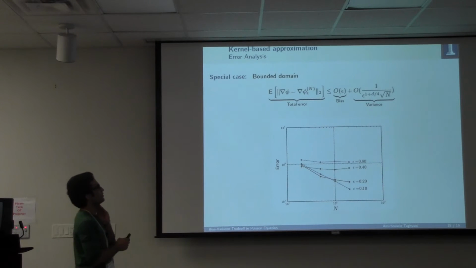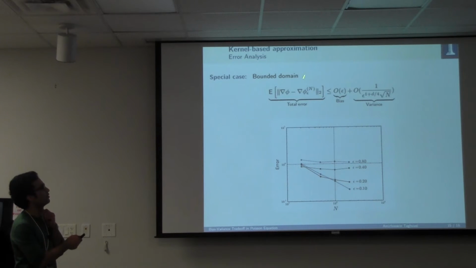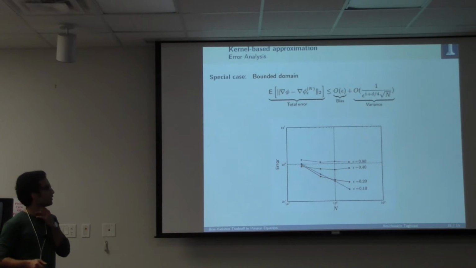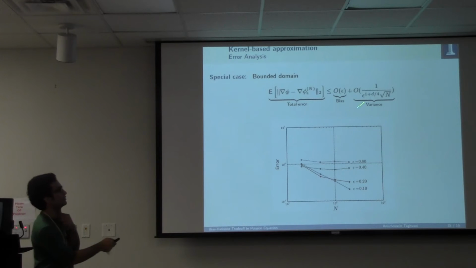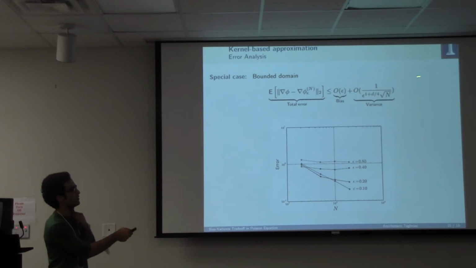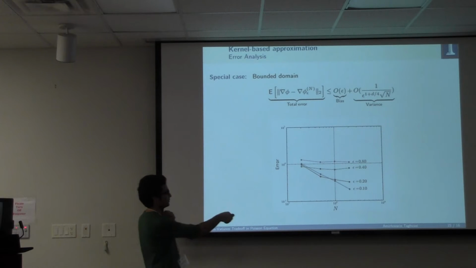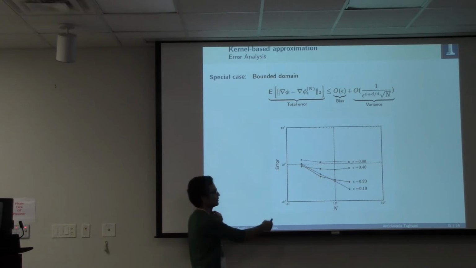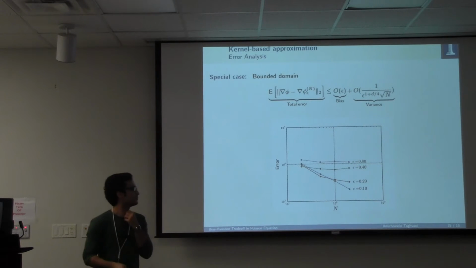So this is the error analysis slide. The results so far are all just for bounded domain. In bounded domain, you can also show that the total error has two sources, bias and variance. Bias scales with epsilon, and variance scales as square root of n. So this is an example, again, where n is high, the bias error is dominating.